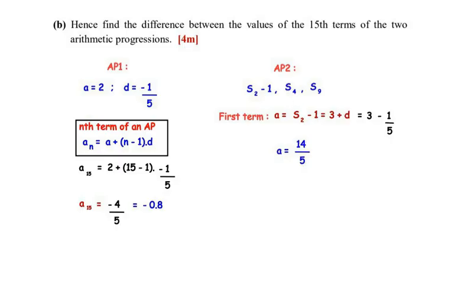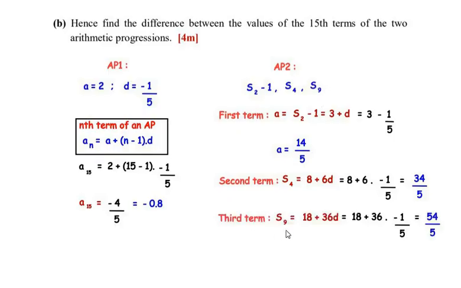Now let us find out the second term of this arithmetic progression. So we had got S4 as 8 plus 6D. So here we get 8 plus 6 times the common difference, which is negative 1 over 5. So we get the value of the second term, that is S4, as 34 over 5. Now let us find out the last term of this arithmetic progression, which is S9. So the third term S9 we had got was 18 plus 36D. So we get 18 plus 36 times the D value, which is negative 1 over 5. So this is going to give us the value of S9 as 54 over 5.